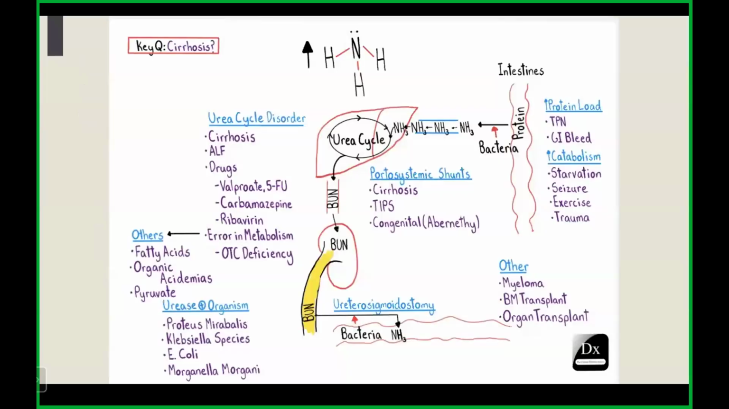So to summarize, this is a really nice schema from our website. We can see it all starts in the intestine, the protein goes to the intestine, the bacteria metabolize it into ammonia, then it goes to the liver where it has to go through the urea cycle. Then after the ammonia gets metabolized into the blood, urea, and nitrogen, it has to be extracted through the kidney, and at all those stations we can have some problem.